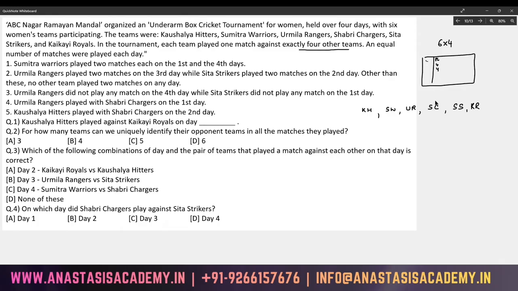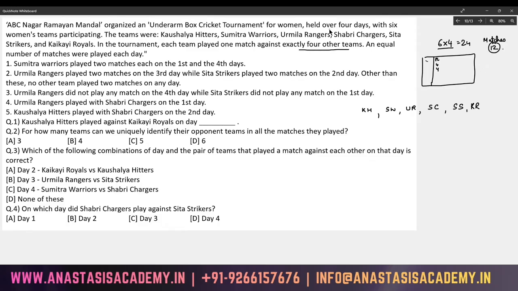And we know that whatever is the summation of the played column, the number of matches is half of that, because in every match, 2 participants are involved. Let's say the first match was Kaushalya Hitters versus Sumitra Warriors. Both Kaushalya Hitters and Sumitra Warriors will have their column increased by 1. So whatever is the summation of the played column, the total number of matches is exactly half that. The total of the played column is 6 into 4, so 24, and the number of matches will be 12.